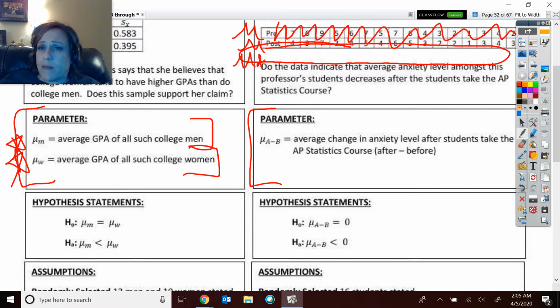So when you define this parameter, a couple of things. The average change or the average difference in that anxiety level. Put what the treatment was, or what was occurring to perhaps cause this effect, which was after students take the AP course. That was the thing we were supposing was making the effect. Okay, so you want to include that, and you also want to include the way in which you subtract.